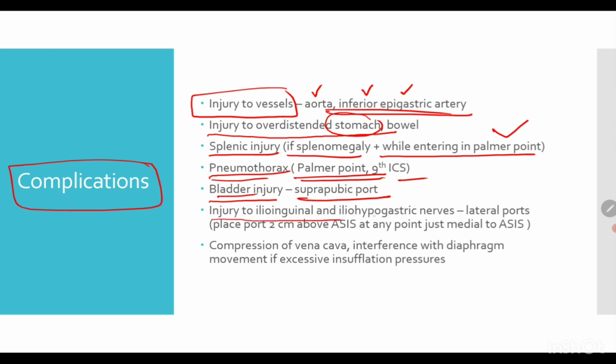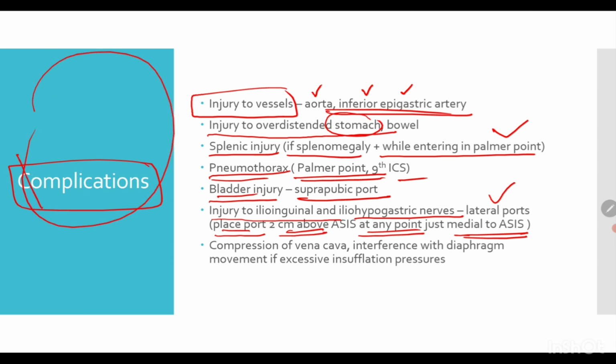Injury to the ilioinguinal and iliohypogastric nerve, because when you are giving a lateral port placement, it is 2 cm above the anterior superior iliac spine, at a point just medial to your anterior superior iliac spine. Where is the lateral port to be given? This is the anterior superior iliac spine: 2 centimeters above, 2 centimeters medial. This is the lateral port.